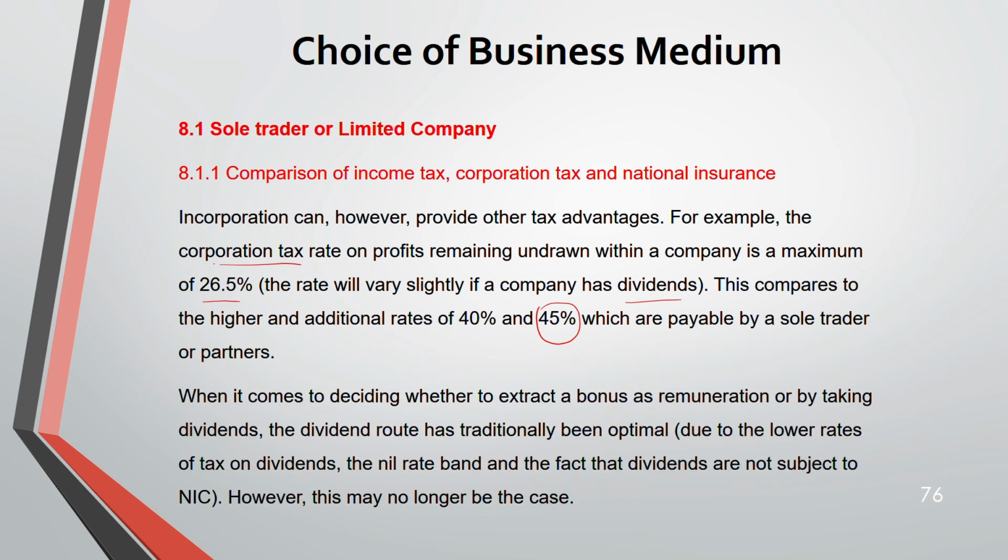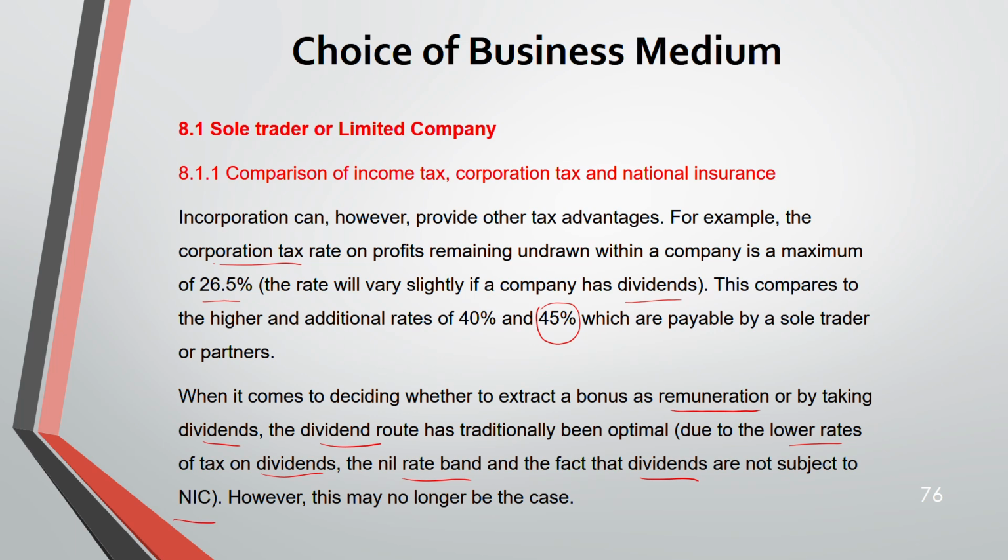Now, when it comes to deciding whether to extract a bonus as salary or by taking dividend, which route is better? The dividend route has traditionally been optimal. Why? Because there are lower rates of tax on dividends. The highest rate is 39.35% compared to 45%. If you take salary, you have to pay 45%, the non-savings rate. Also, with dividends you get the nil rate band, where the first 500 of dividend is taxed at 0%. This is not available for salary. And dividends are not subject to NIC. So there are three benefits of taking the dividend route.